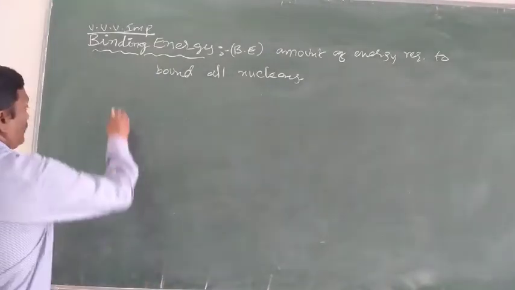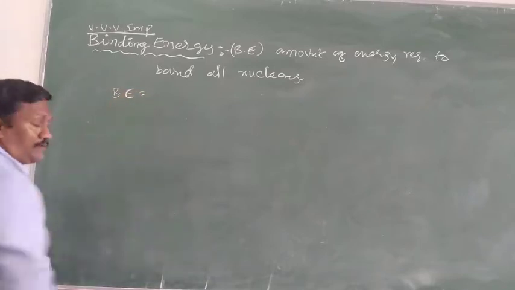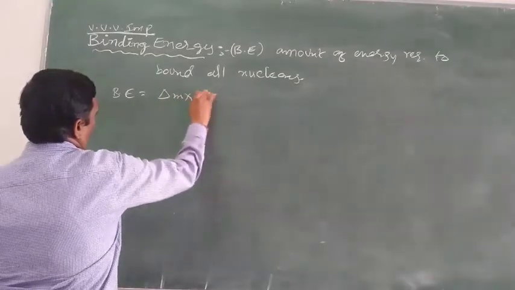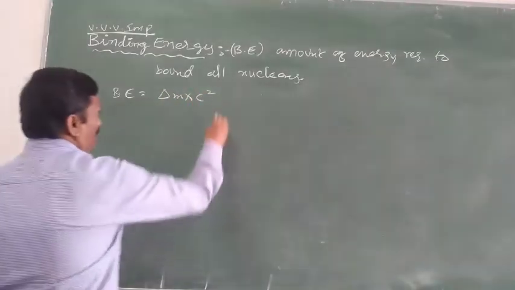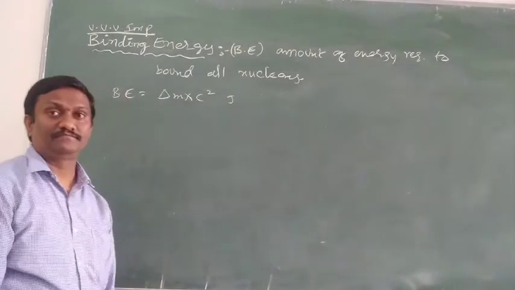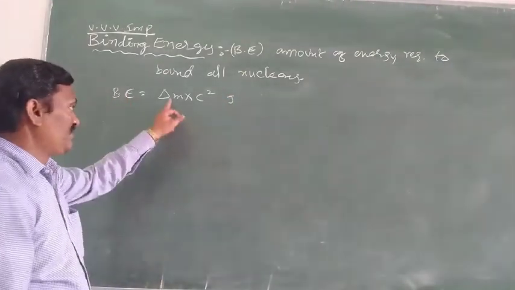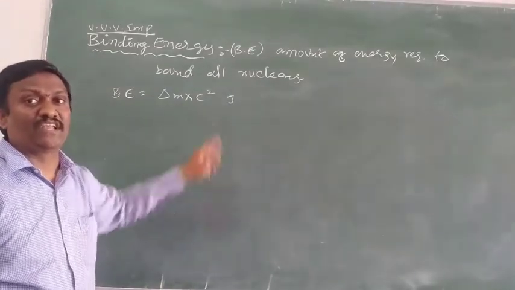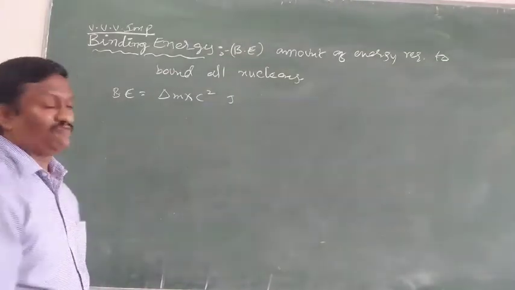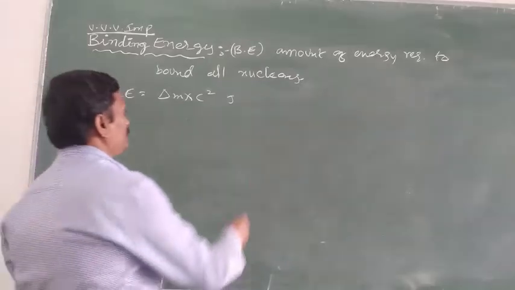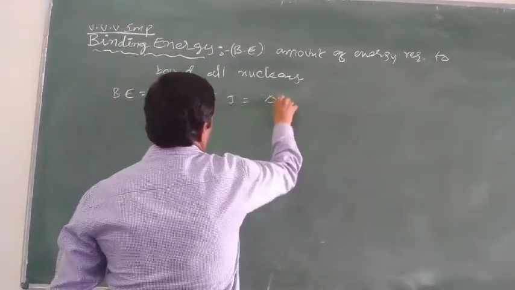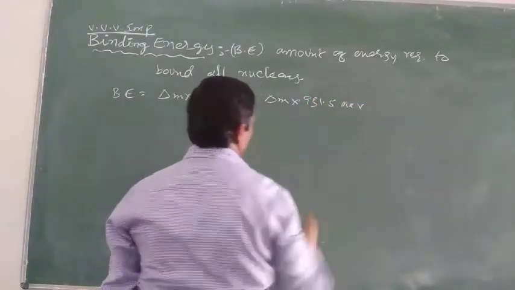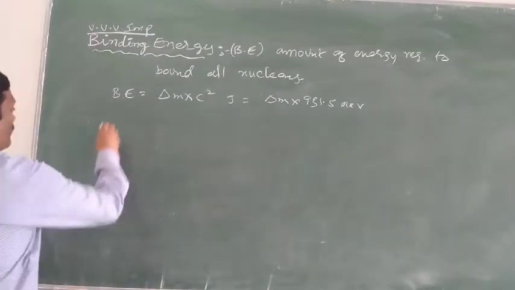Next, this binding energy is equivalent to the energy equivalent to the mass defect, so delta M into C square. We get the answer in terms of joules. But we know the mass defect is expressed in terms of AMU. Energy equivalent to 1 AMU is 931.5 MeV. So the conversion of this energy from joules into million electron volts gives delta M into 931.5 MeV. Delta M is the mass defect.